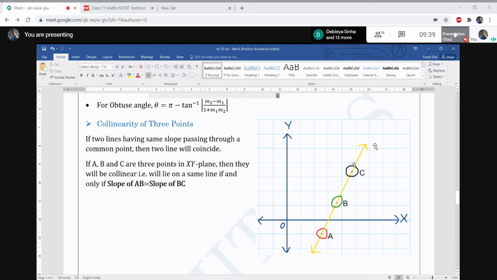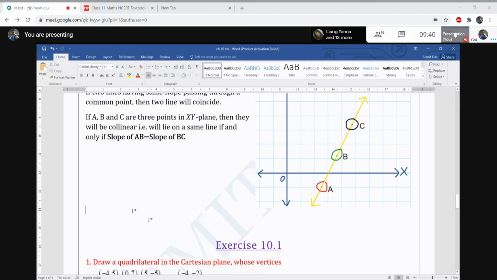It's very simple. The coordinates of 3 points are given. From the slope formula, we will find the slope of AB. Then we will find the slope of BC. Then we can say they are collinear.